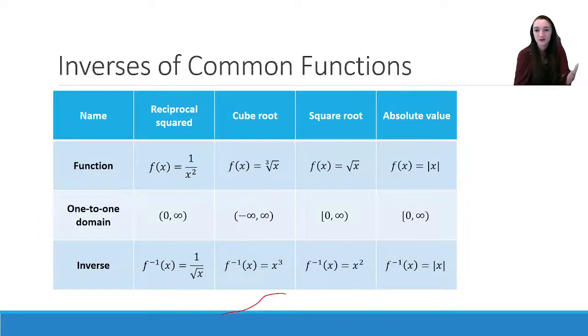And then finally, the absolute value. We have a function that looks like this, so we're going to have to cut out one side of it to say, okay, we're only looking at 0 to infinity, and its inverse is also itself.